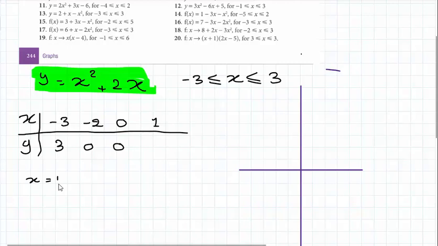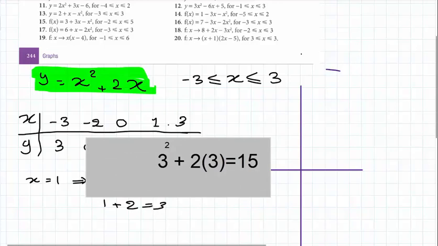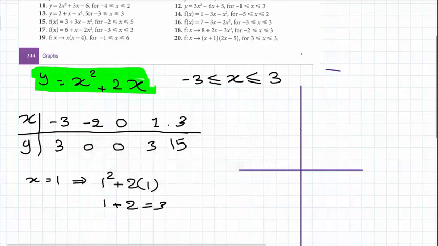1 plus 2 is 3. And finally, let's put 3. 5 points are enough. As long as you see numbers are repeating, it means the curve is symmetric, it's fine. Now, if we put 3 in place of x, we will have 3 squared is 9, plus 6 is equal to 15. Although 15 exceeds this xy axis, it's fine, let's draw.